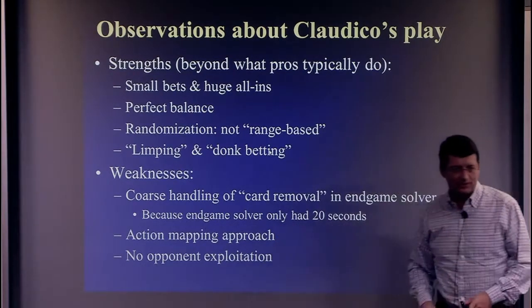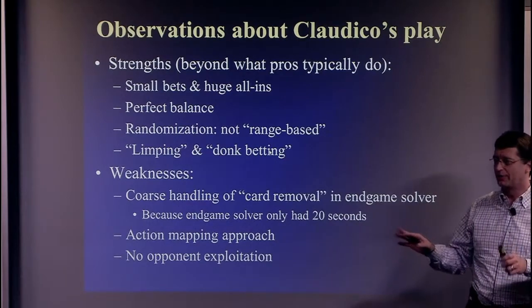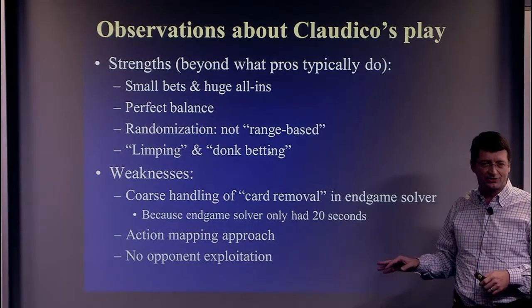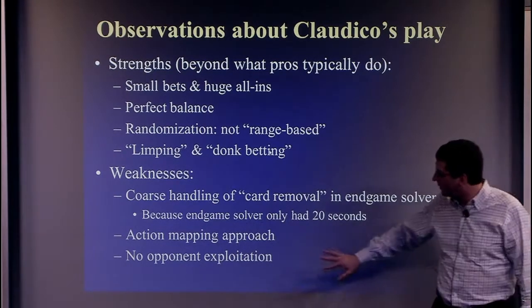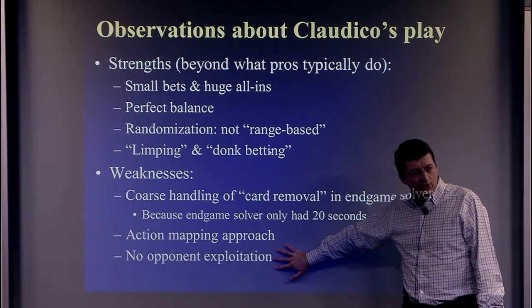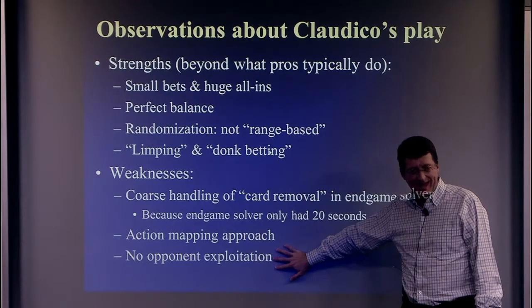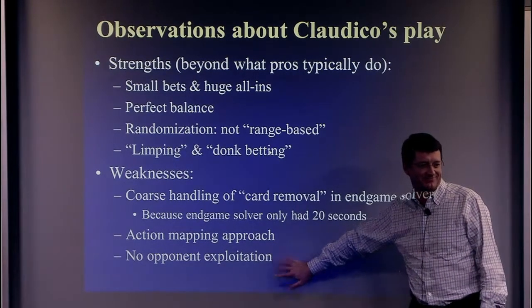And no opponent exploitation, because we knew that the humans were going to be great, and our opponent exploitation is great against weak players. We didn't turn it on at all. So that allowed them to try all sorts of stuff against us at will without any penalty to that.